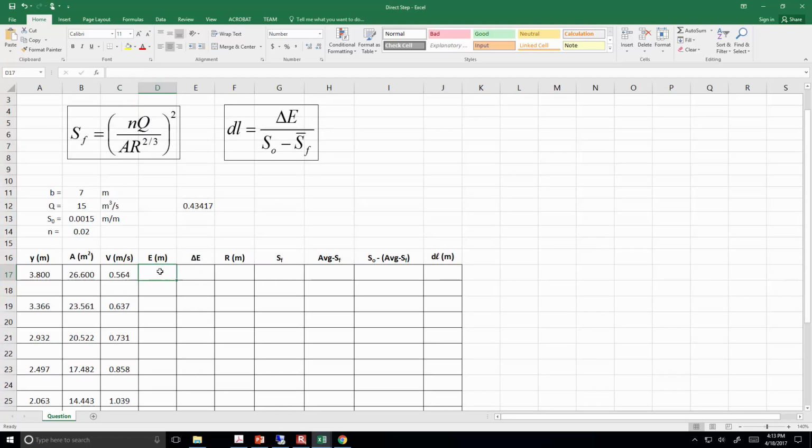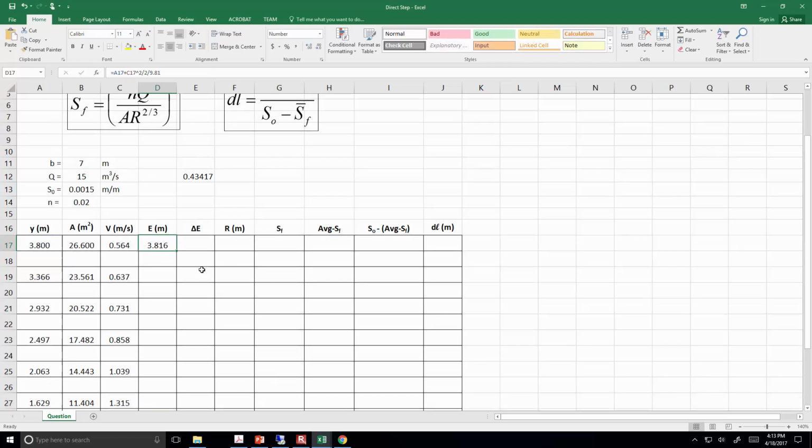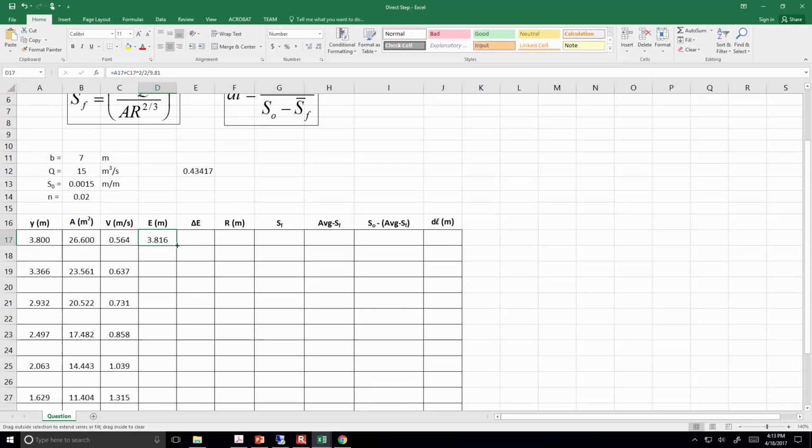All right, now for energy, we're going to solve for the energy at each one of those locations, just the depth plus the velocity head. Okay, so depth plus v squared divided by 2g. Okay, so we get our energy at each one of those sections.